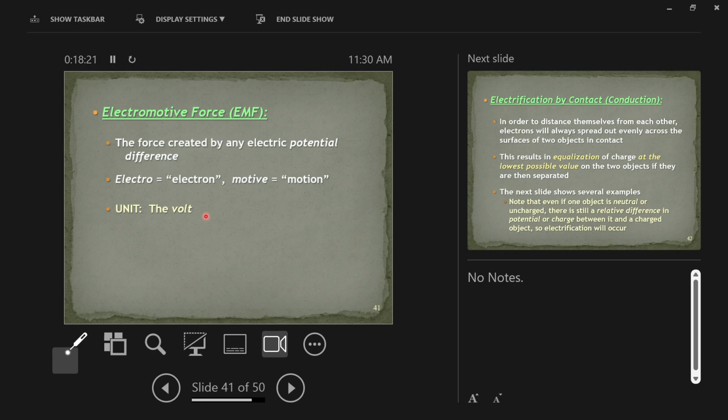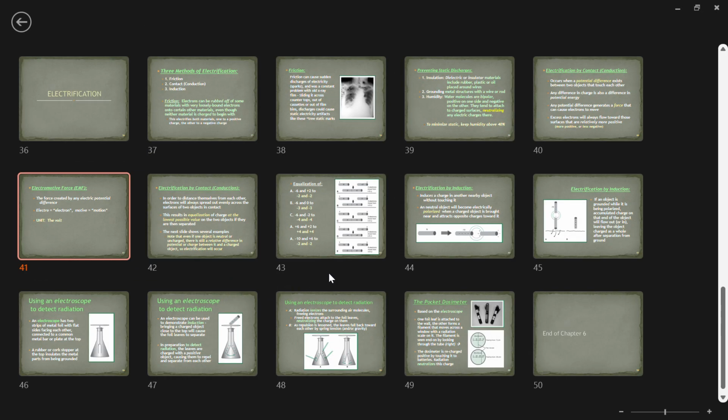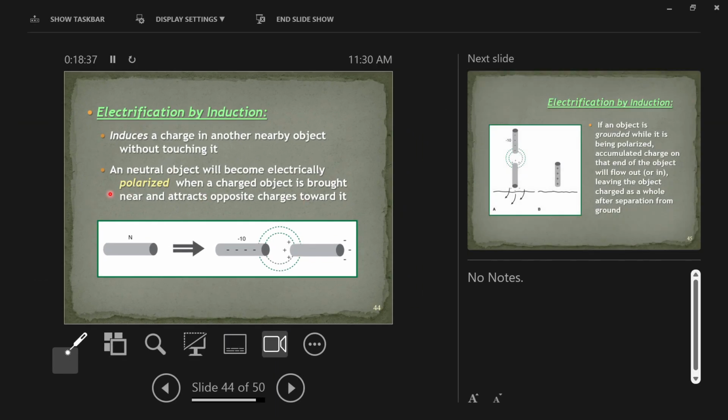Okay, good. So that's the electromotive force. We talked about conduction. Two objects touch, one's electrified, and the electricity will equalize between the two. The last one is electrification by induction: inducing a charge in another object nearby without touching it.